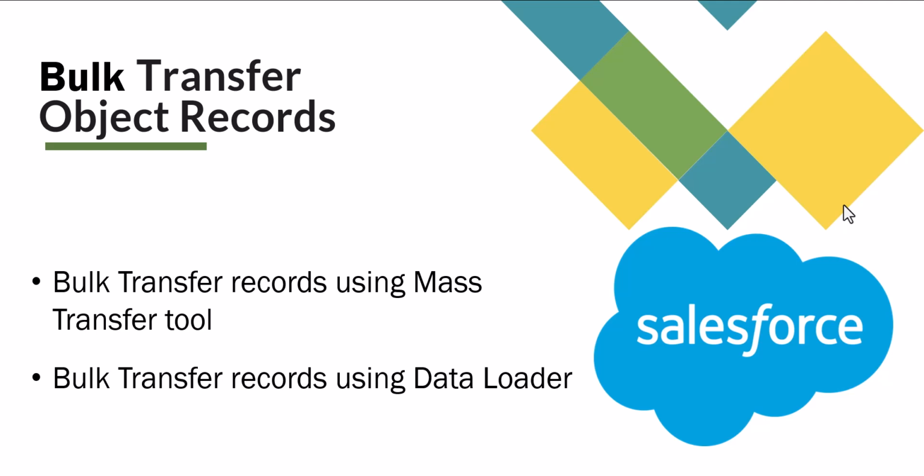So we can change the record ownership, like transferring the ownership from one user to another, using the mass transfer tool as well as the Data Loader. The only difference is in the limitations of these tools: using the mass transfer tool you can only update ownership of 250 records at a time, while using the Data Loader you can update 5 million records in a single batch. So let's move ahead and see the process.